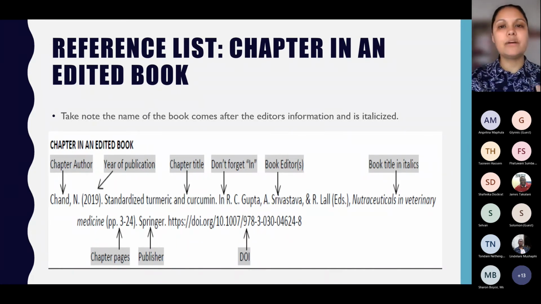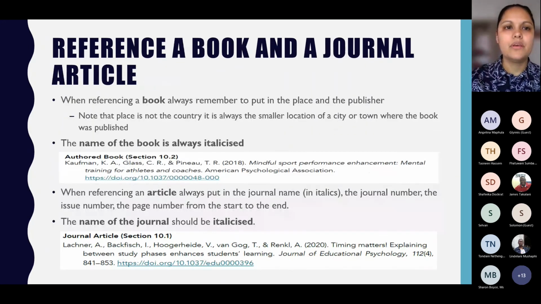So take note, chapter of a book, the book is still italicized and it comes after editors. Okay. When you are referencing a book and a journal, I've said this now many times, please make sure the name of the book is italicized compared to the name of the journal. So as you see here, the name of this book is Mindful Sport Performance Enhancement: Mental Training for Athletes and Coaches. That is the name of the book. No place of publisher's name provided. If it is a journal, Journal of Education Psychology is italicized. The DOI address is provided.